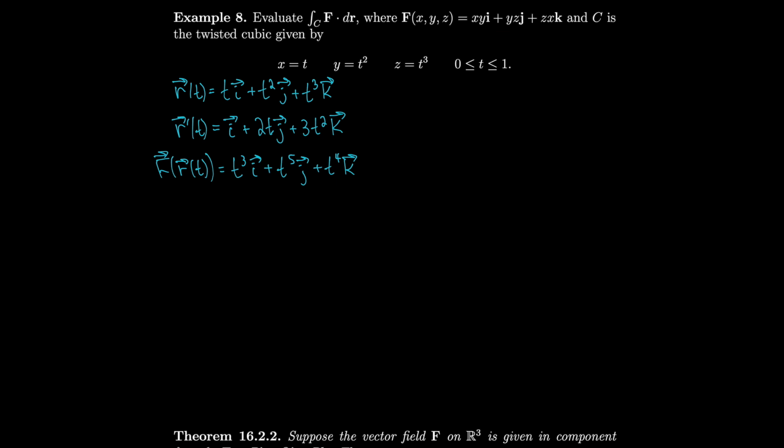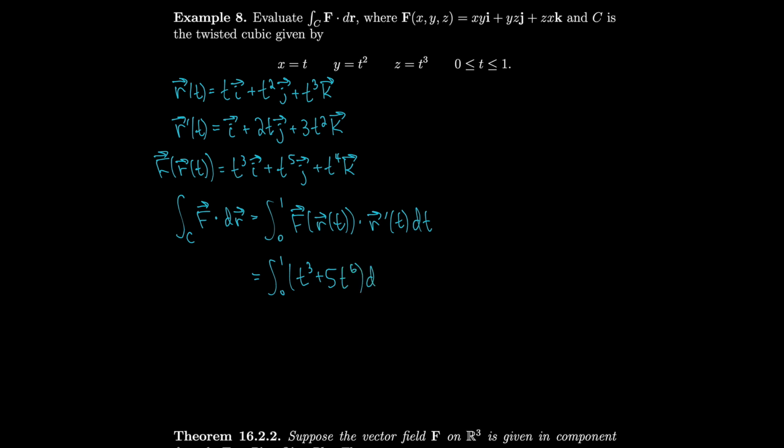So then my line integral over c of f dot dr is equal to the integral from 0 to 1 of f of r of t dotted with r prime of t, and that's just the integral from 0 to 1 of t cubed plus 5t to the 6th dt, which is t to the 4th over 4 plus 5t to the 7th over 7 from 0 to 1, and that's 27 over 28.